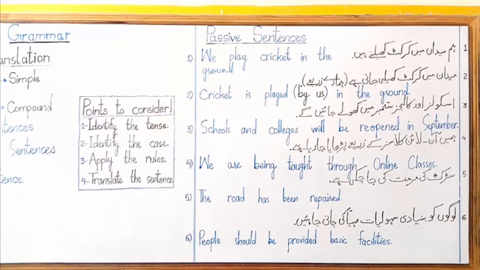This sentence, सड़क की मरम्मत की जा चुकी है, belongs to present perfect. So in English we will apply the rules of present perfect. In present perfect, in passive voice, we use has been or have been as auxiliary verbs. The road is a singular subject, so we will use has been here. The road has been, and third form of repair is repaired. The road has been repaired. सड़क की मरम्मत की जा चुकी है.